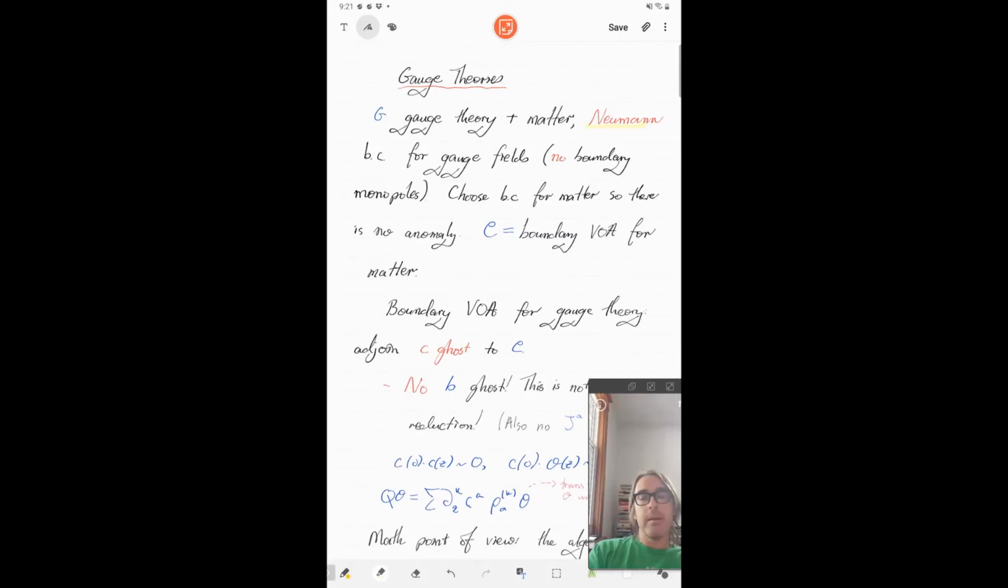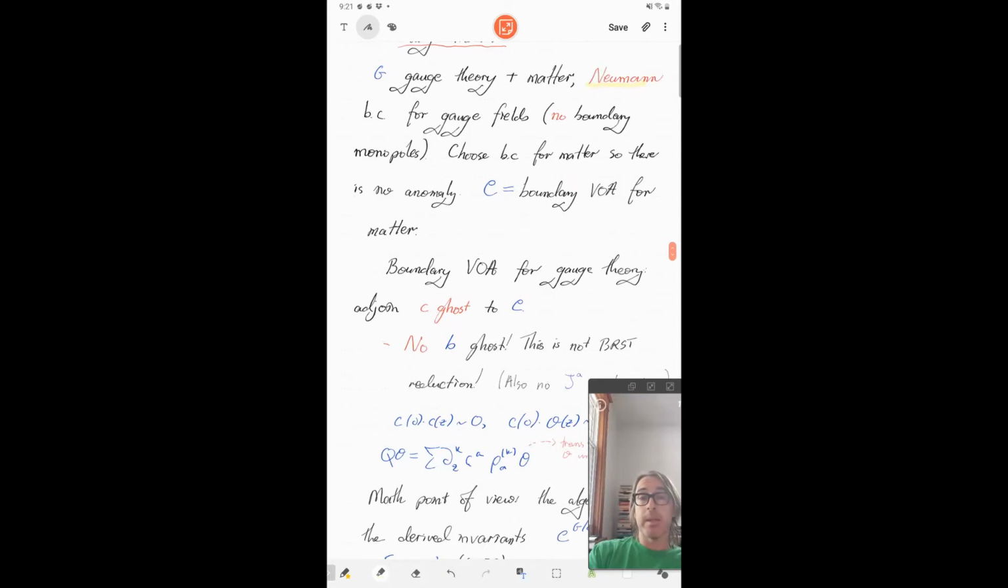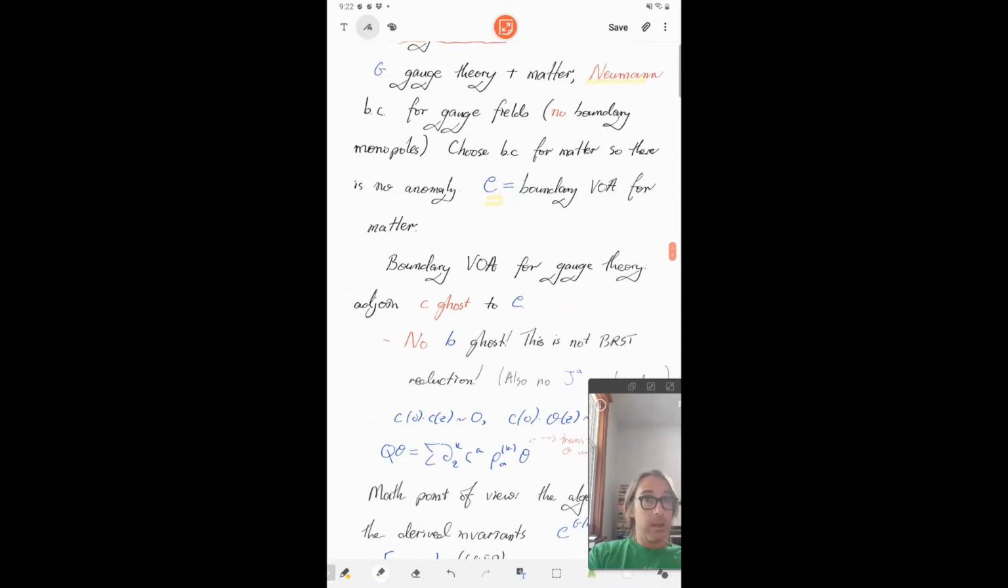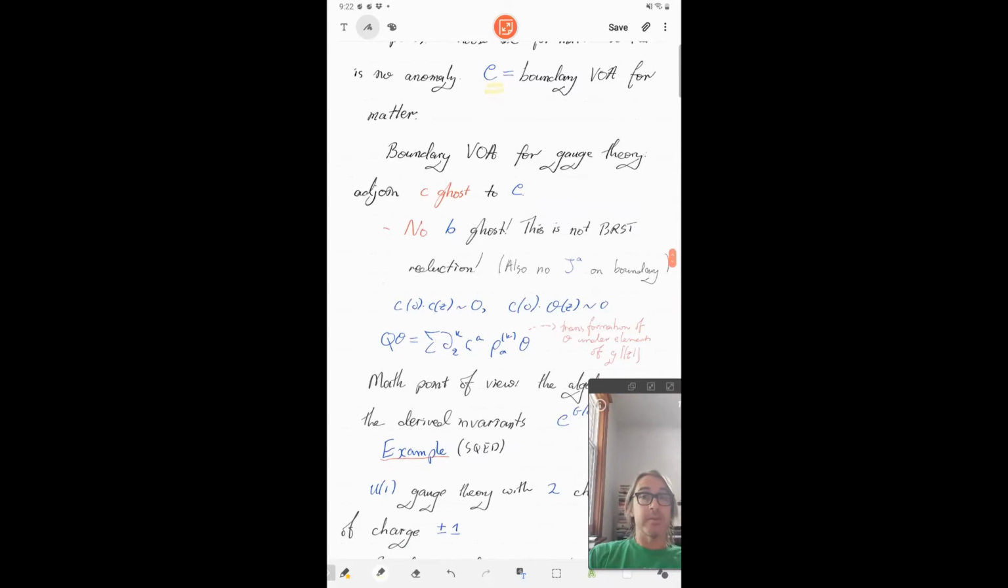And then we'll choose boundary conditions for the matter so that there's no anomaly. We might be forced to add on some boundary fermions or something like that, depending on the Chern-Simons level. Then whatever we get for the matter, I'm going to call C. So this includes the contribution of the bulk matter together with any boundary fields we need to add on, either for a matrix factorization or to cancel a Chern-Simons anomaly. So for the full system, or for the gauge theory with matter, the answer is very simple. All we do is we take C and we adjoin the C ghost.